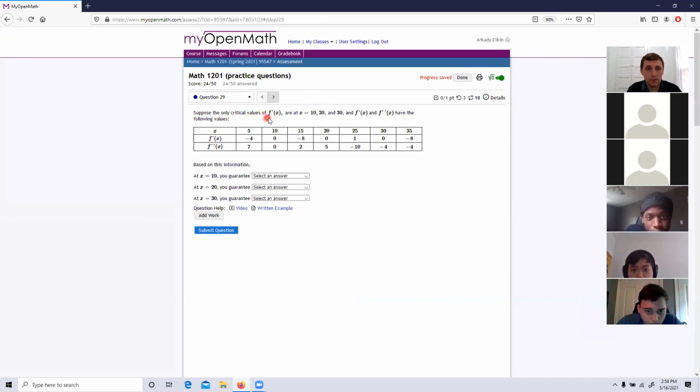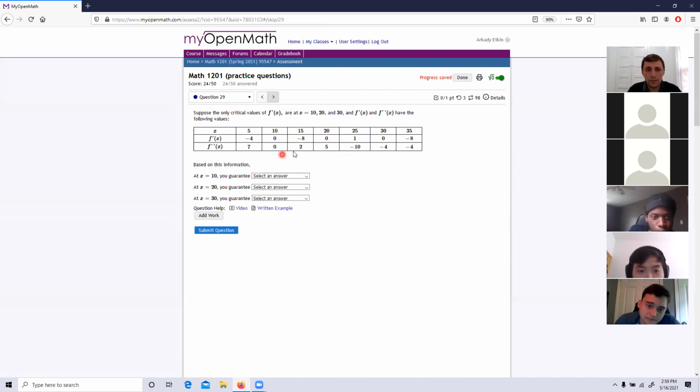What do we have here? Suppose the only critical values of f prime are at x equals 10, 20, and 30. That means the derivative is 0 at 10, 20, and 30. And then we have the first derivative and the second derivative. The question is, at 10, what can you guarantee? At 10, the first derivative and second derivative are both 0. Okay, so let's see what we can guarantee.